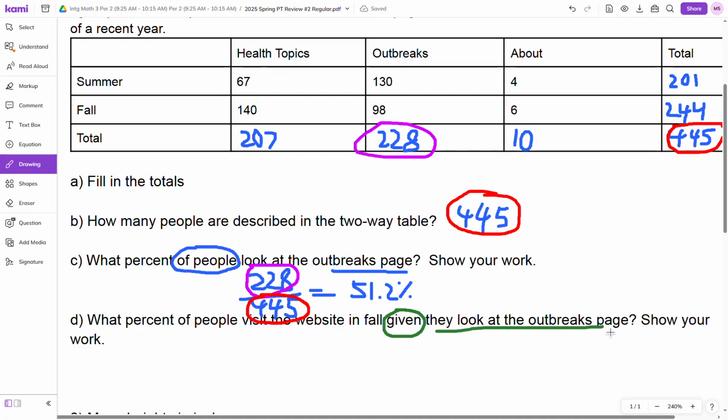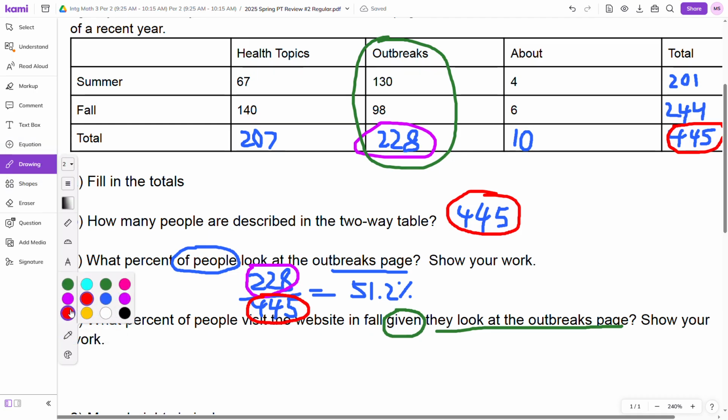So that means they're looking at the outbreaks page. That means they're not looking at the health topics page. So that means we are restricted to this column right here. Okay, and again, what percent of people, that's the total. Wait, but the total of what? The total of the outbreaks page, right? So we're only looking at the outbreaks page because that's given. Sorry, yes, given that they look at the outbreaks page, not looking at health topics. So that means that this is 98 divided by 228.